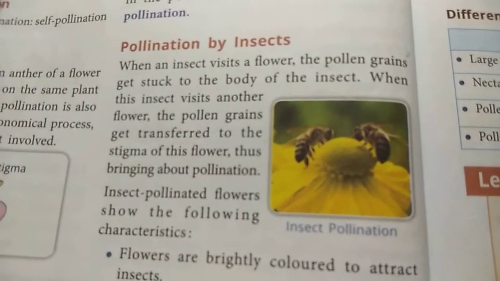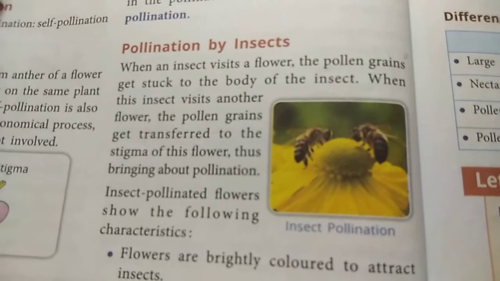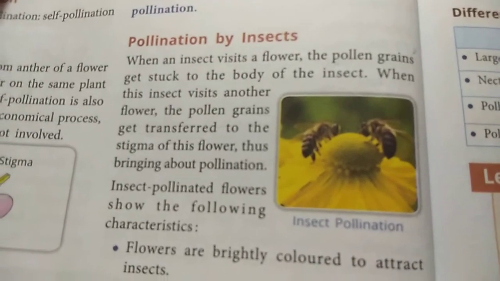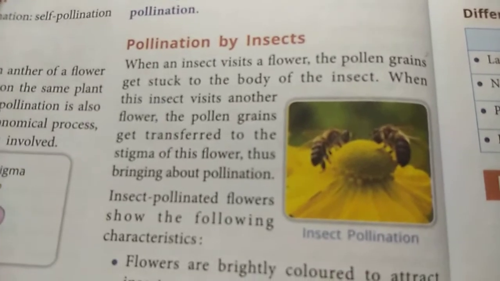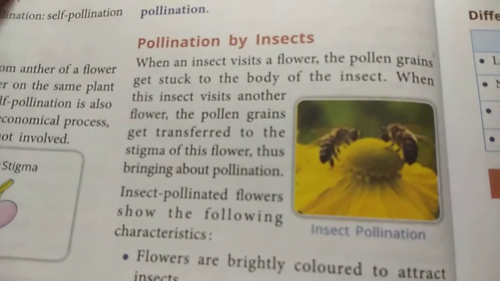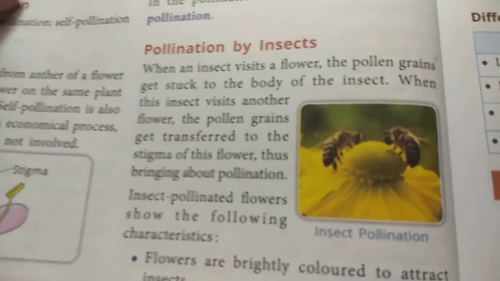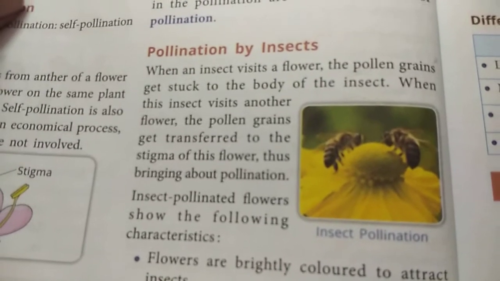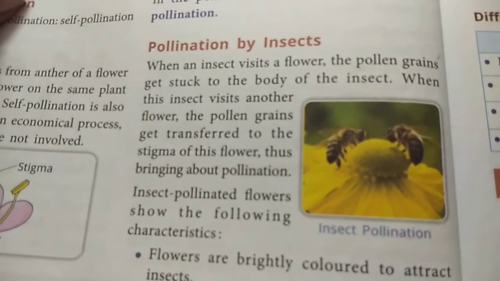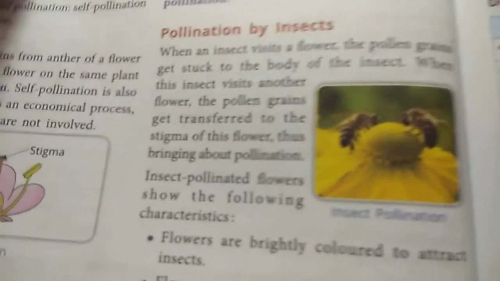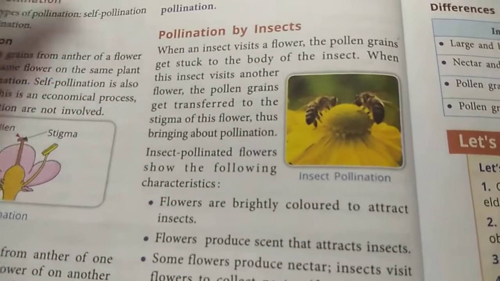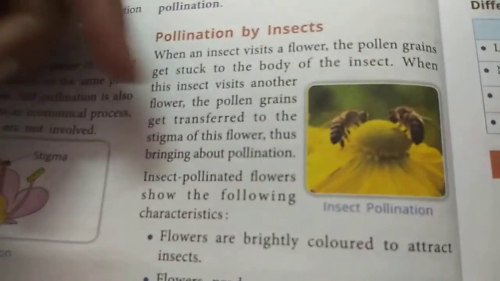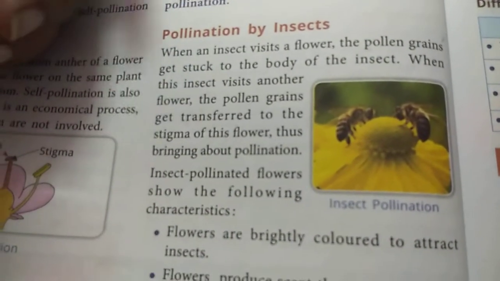When an insect visits a flower, the pollen grains get stuck to the body of the insect. When this insect visits another flower, the pollen grains get transferred to the stigma of this flower, thus bringing about pollination. Insect pollinated flowers show the following characteristics. First of all, we will try to understand how they are helping.